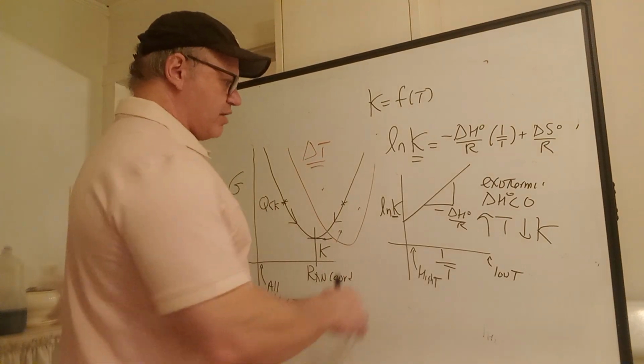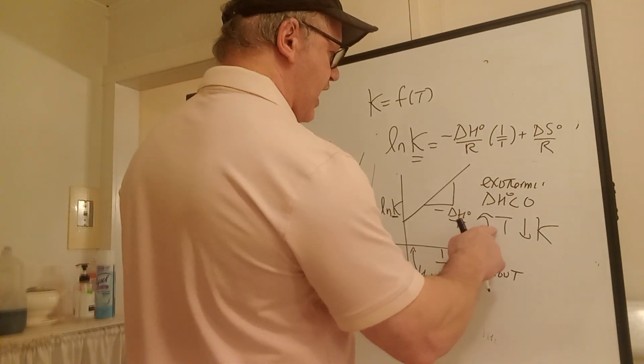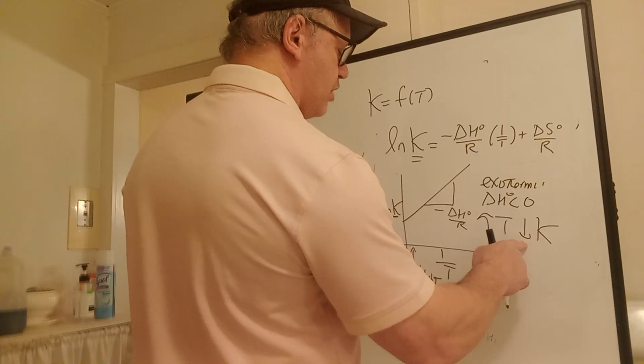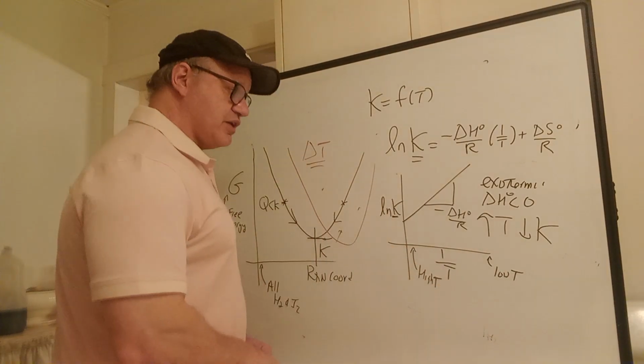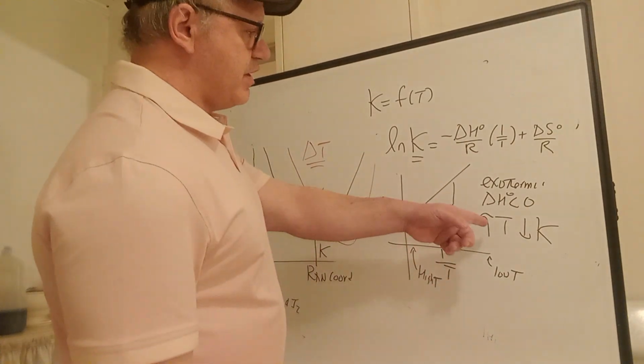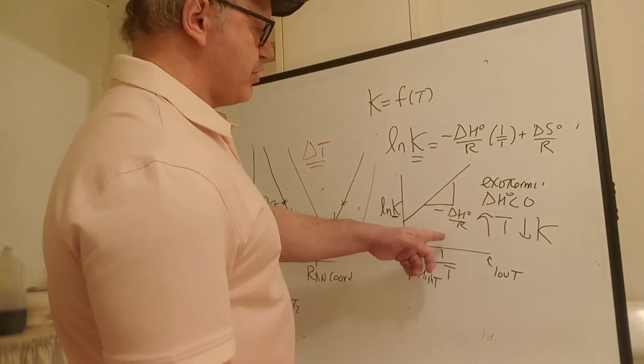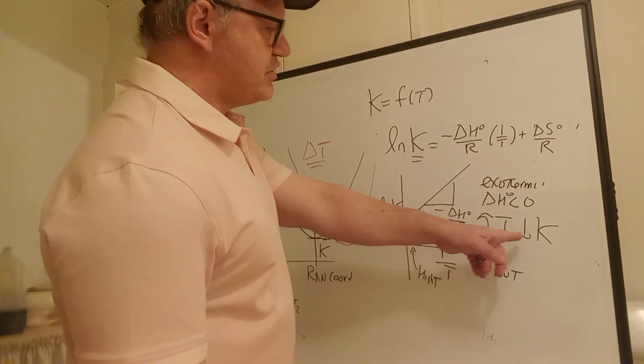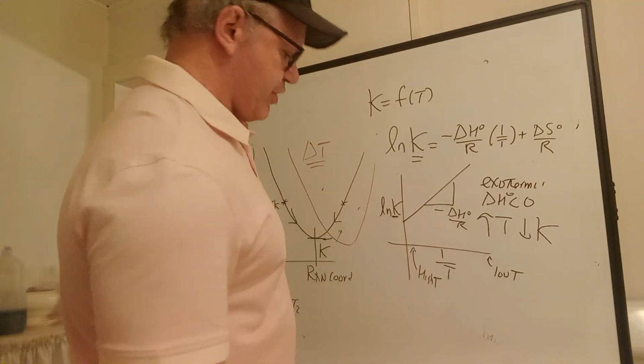So again, ln of K corresponds with K. High temperature, lower value of K. So K does change. In this exothermic case, how do we say it? K is decreasing as the temperature increases.